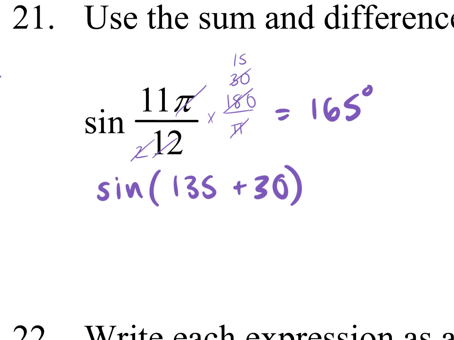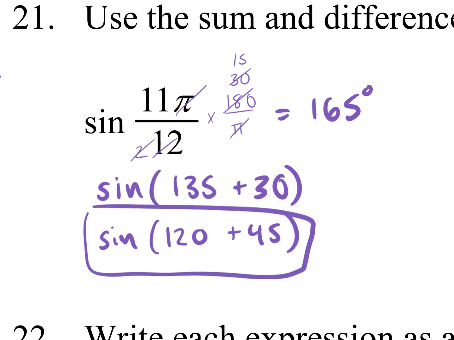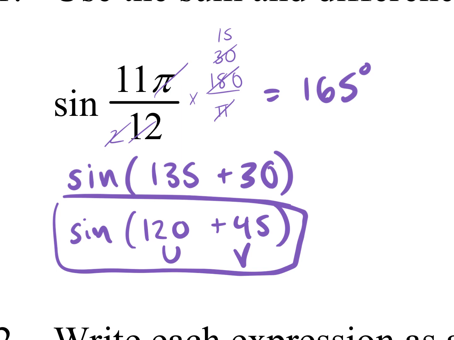Did anybody find anything different? 120 and 45, that would work. So you just need to find one, and then this would be your U and your V, and plug it in just like we did in 20. But whichever one you use, you'll end up with the same answer. All right, so let's do it using 135 and 30. So this is going to be my U and my V.